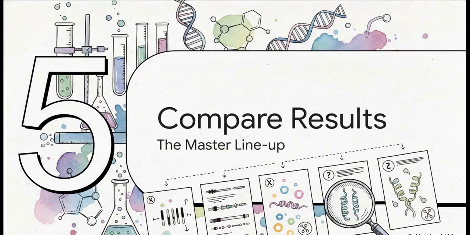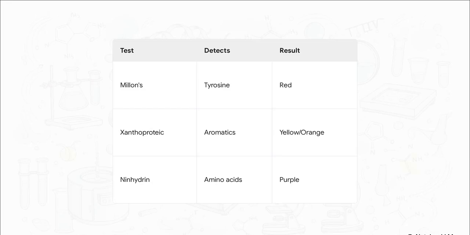Section 5. Comparing the test results. The detective's master lineup. Let's organize everything we just learned into a clear cheat sheet. Look at how brilliantly these distinct reactions separate our suspects side by side. If we want to pinpoint just tyrosine, we use Millon's test and look for that brick red color.